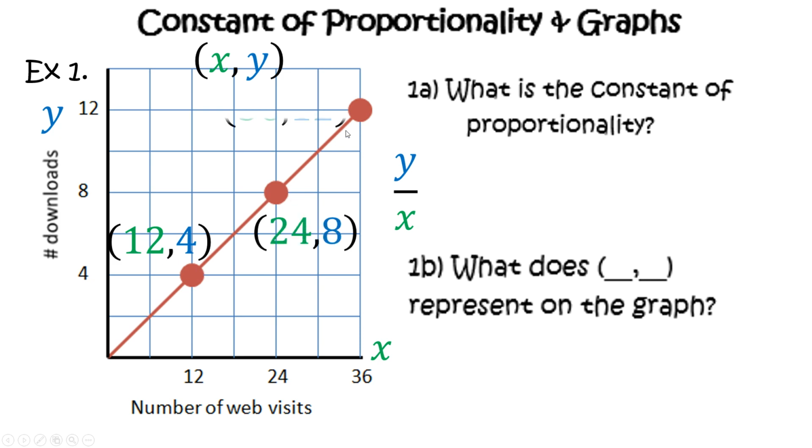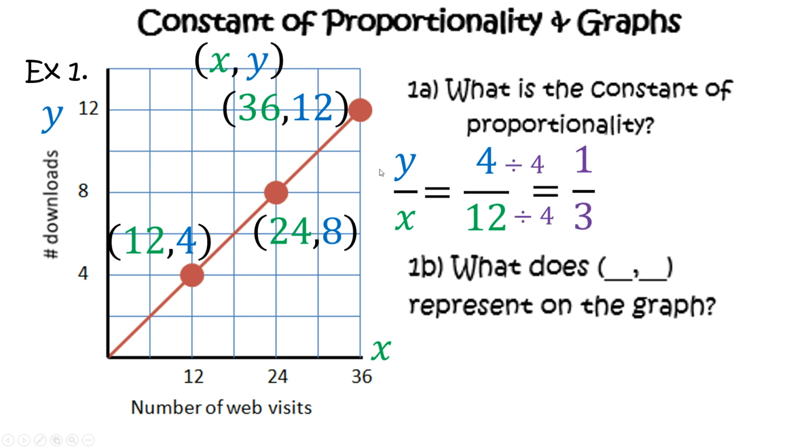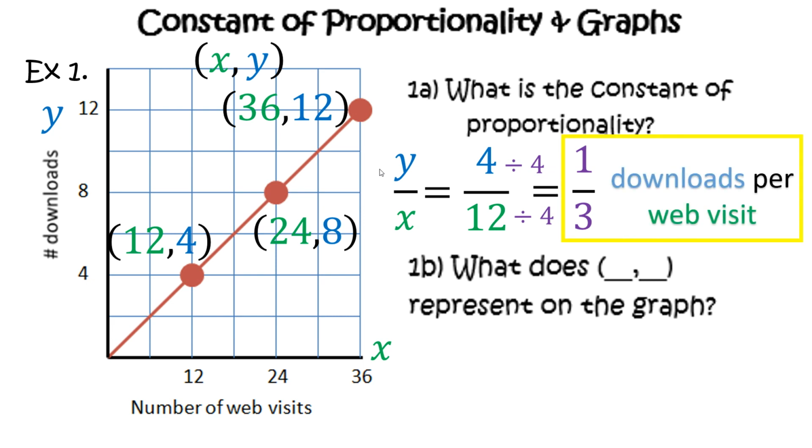So here are the 3 ordered pairs. You could use any of them. I tend to choose the smallest one. So in this case, we have y, which is 4, over x, 4 over 12, which simplifies to 1/3. So therefore, the average is 1/3 of a download per website. So I guess I could actually remove the S here. 1/3 of a download per each website.